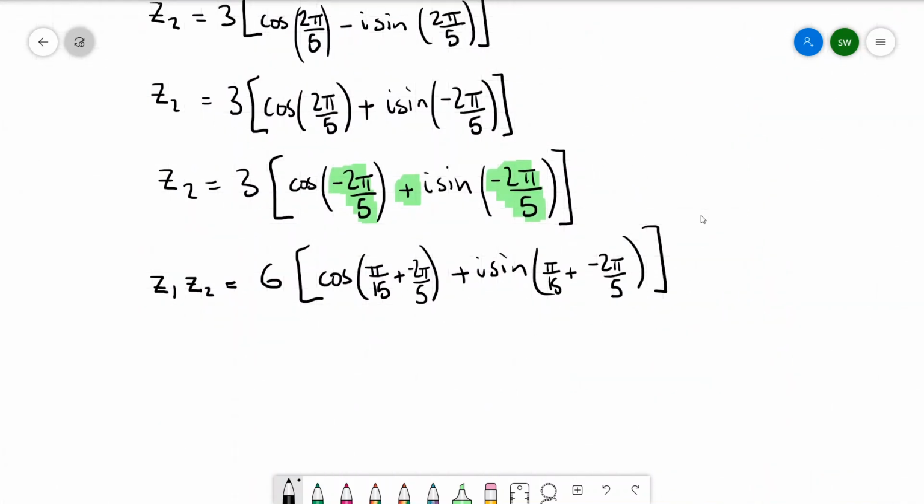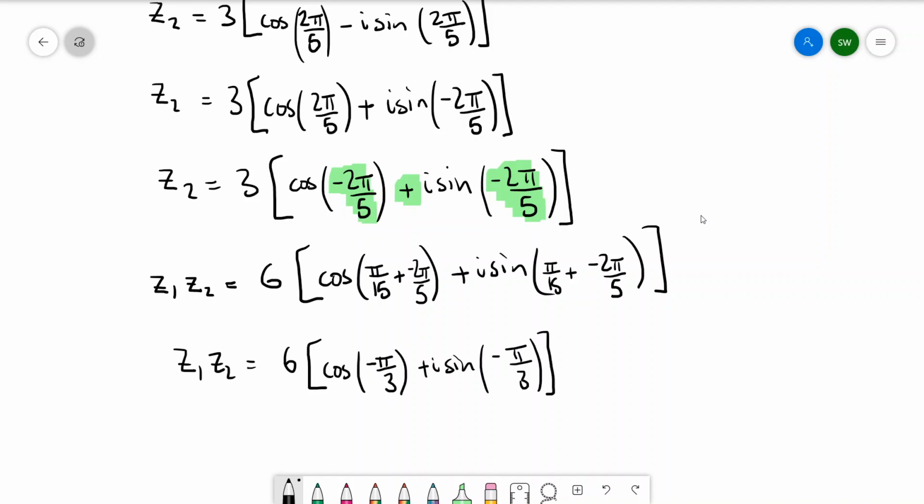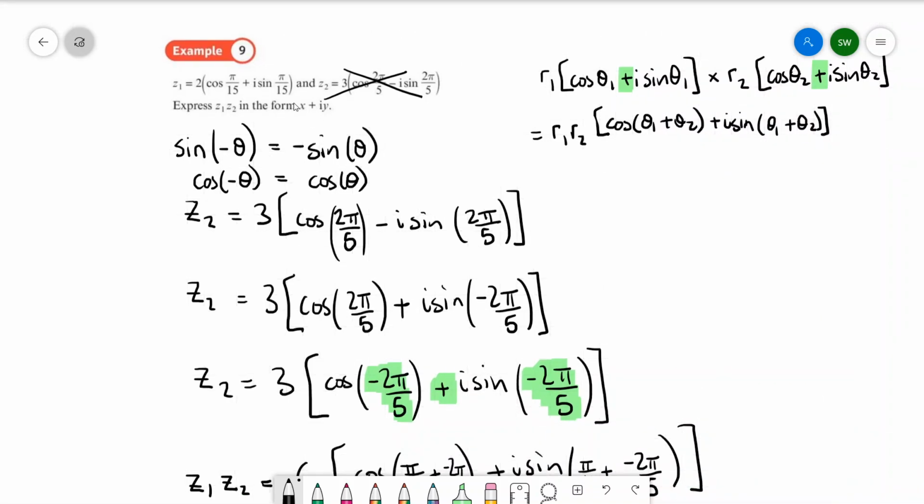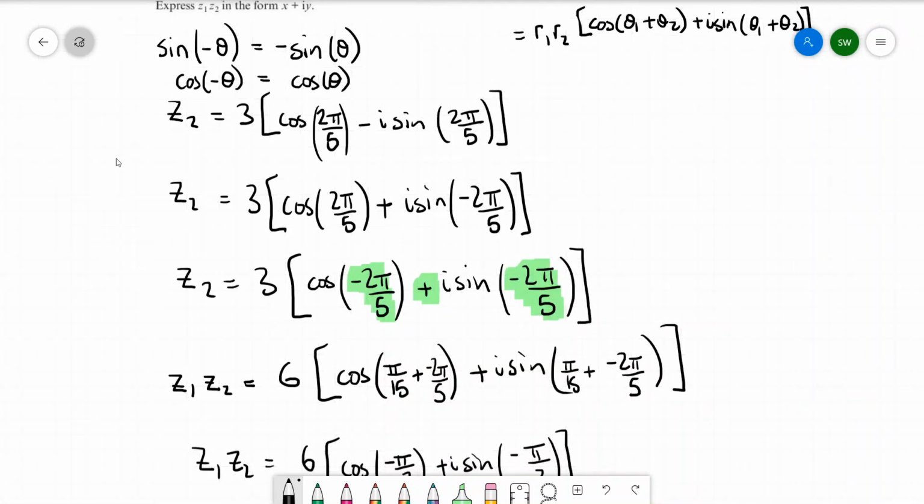Okay, and we can simplify that to get z1 z2 is equal to 6 cos of minus pi over 3 if you add together those two angles, and then plus i sine of minus pi over 3. Now, we weren't actually asked for that. We were asked for the complex number in this form x plus iy. So we need to simplify this as much as possible. So we need to make it really clear what the real part is and what the imaginary part is.